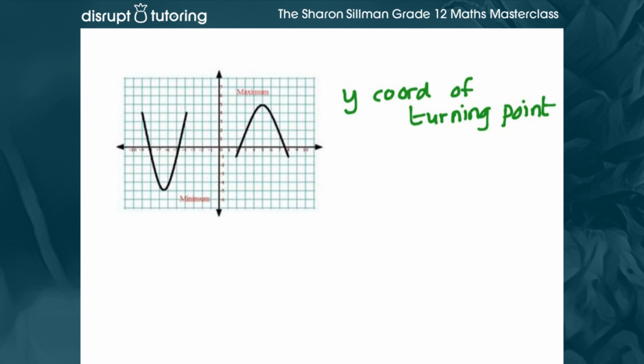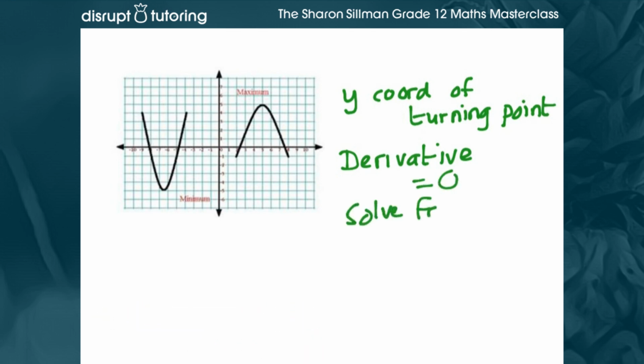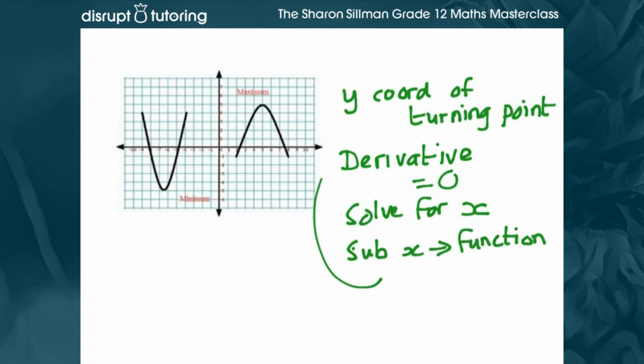So we need to find the y coordinate of the turning point. We are going to do that by finding the derivative of a function. And once we know the derivative of the function, we make it equal to 0. And then we'll solve for x. And once we've found x, we can sub x back into the function that we may be dealing with. And we will find the corresponding y value, so therefore we'll get what we need.